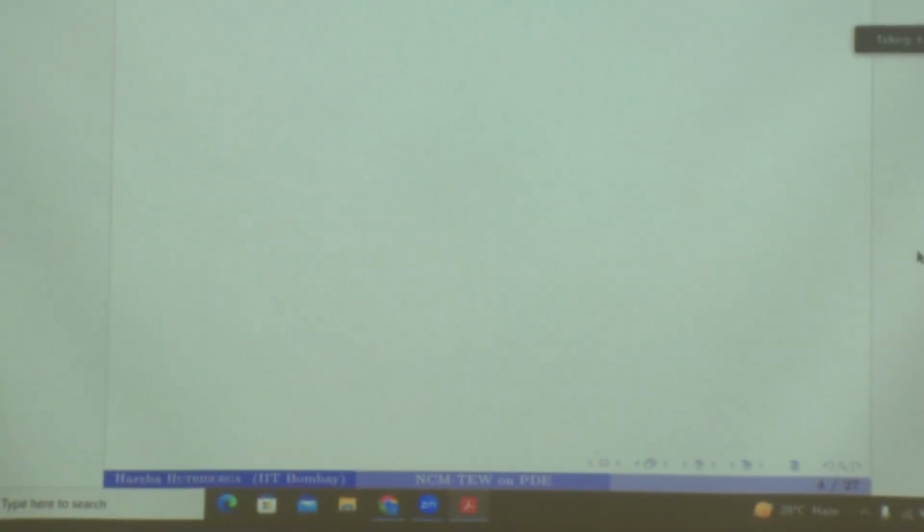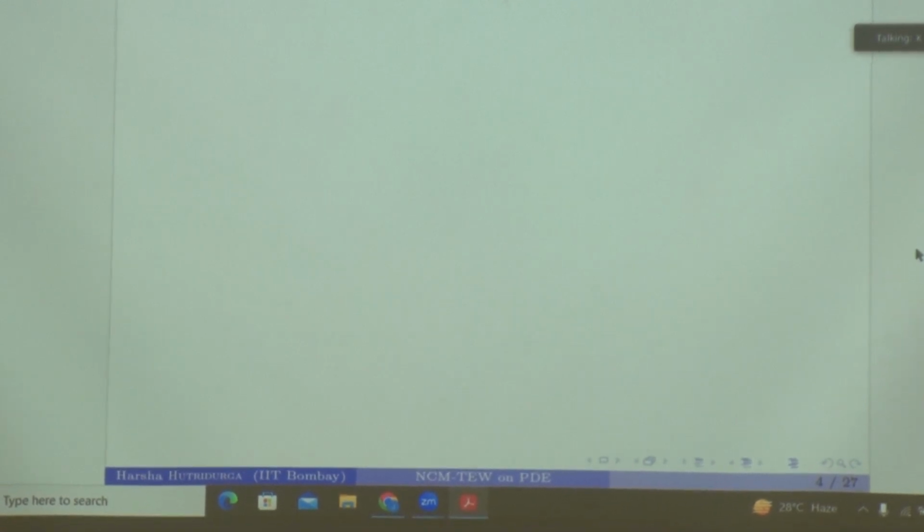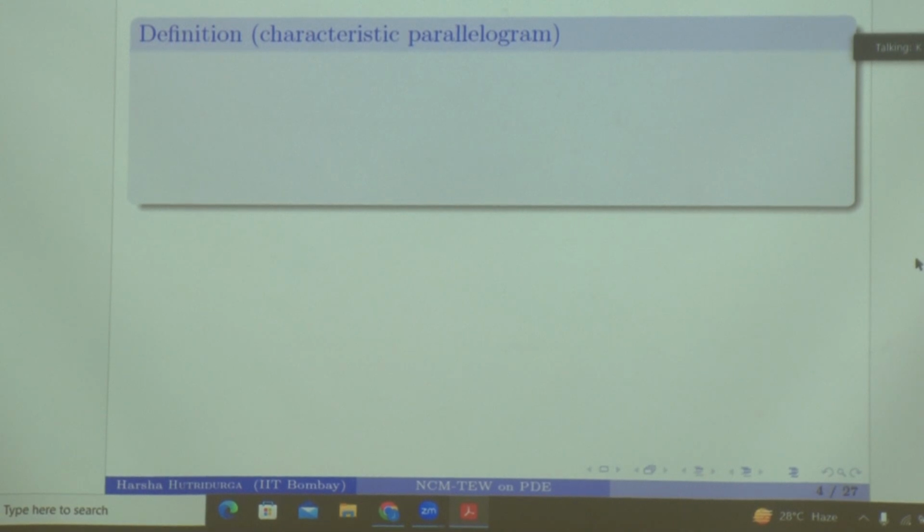Now I would like to talk about something known as the characteristic parallelogram. It's a very interesting concept, and it can be used to assign values to a function such that it solves the wave equation. You need not do anything if we understand what is the characteristic parallelogram. So let me just try to sell this point that I just made. So, characteristic parallelogram.